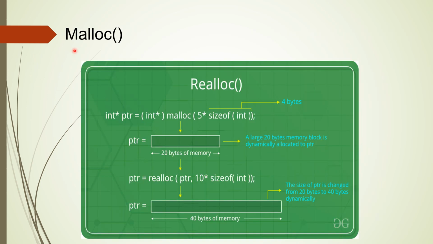Let us see how the malloc function works. The syntax of malloc is int *ptr = (int *) malloc(5 * sizeof(int)). Here in this syntax, this part gets executed first, that is malloc(5 * sizeof(int)). Here we assume that the size of an integer is 4 bytes. So 5 into 4, a block of memory of size 20 bytes is created by this malloc function.